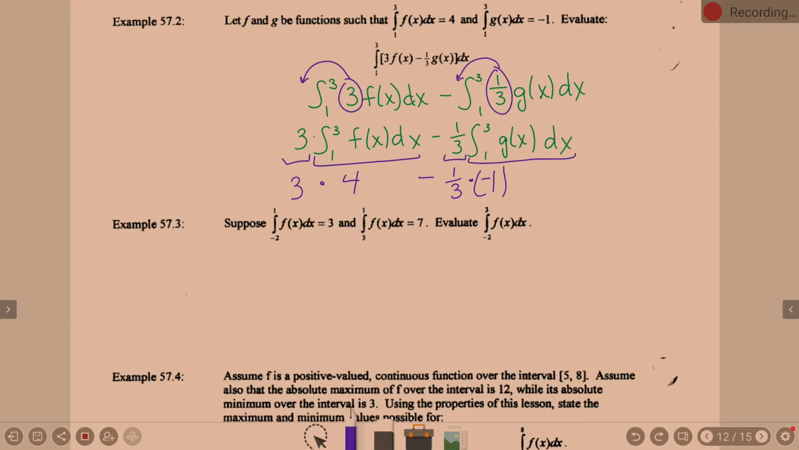So let's see. 3 times 4 is 12. 1/3 times 1 is 1/3. I would say a minus times a negative makes it a plus. So 12 plus 1/3 is 12 and 1/3.